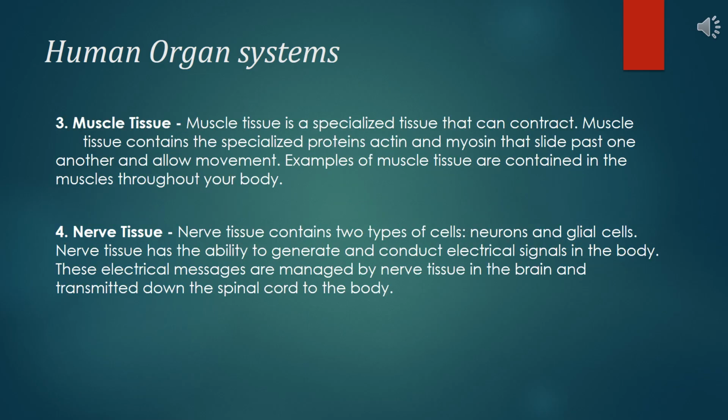3. Muscle tissue. Muscle tissue is a specialized tissue that can contract. Muscle tissue contains the specialized proteins actin and myosin that slide past one another and allow movement. Examples of muscle tissue are contained in the muscles throughout your body. 4. Nerve tissue. Nerve tissue contains two types of cells, neurons and glial cells. Nerve tissue has the ability to generate and conduct electrical signals in the body. These electrical messages are managed by nerve tissue in the brain and transmitted down the spinal cord to the body.